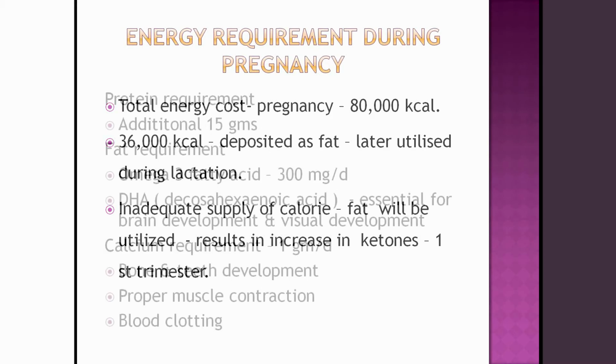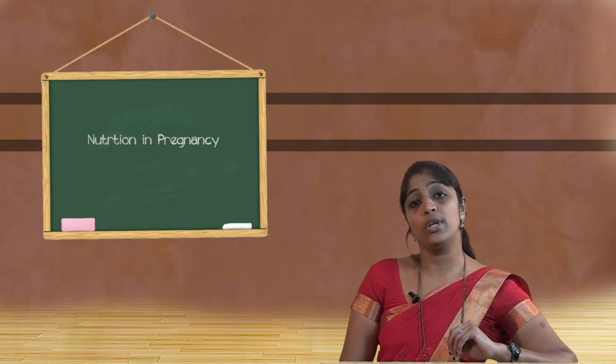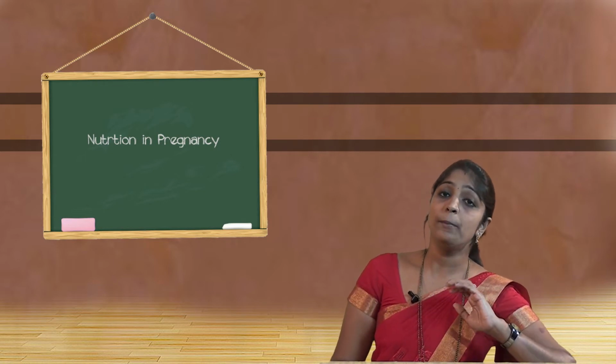because of vomiting or nausea or whatever sickness, they will not be taking it. So, coming to the protein requirement. Normally an adult woman needs 50 grams of protein. So an extra 15 grams, that is 65 grams of protein, is needed during the pregnancy time.